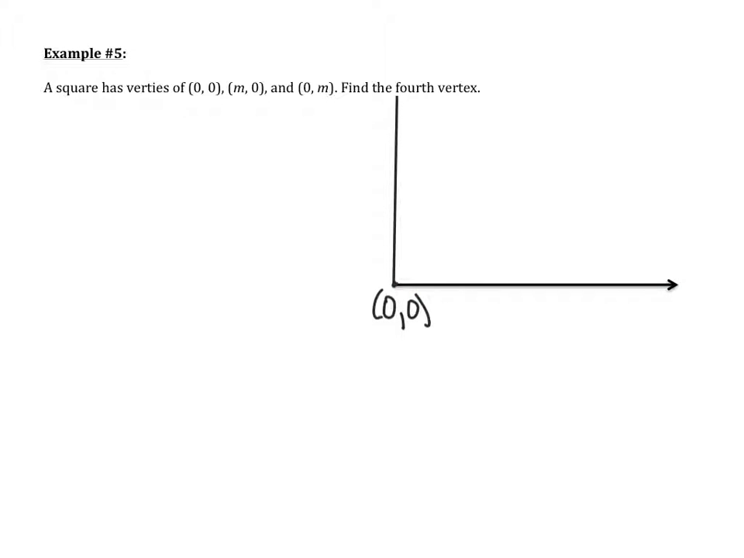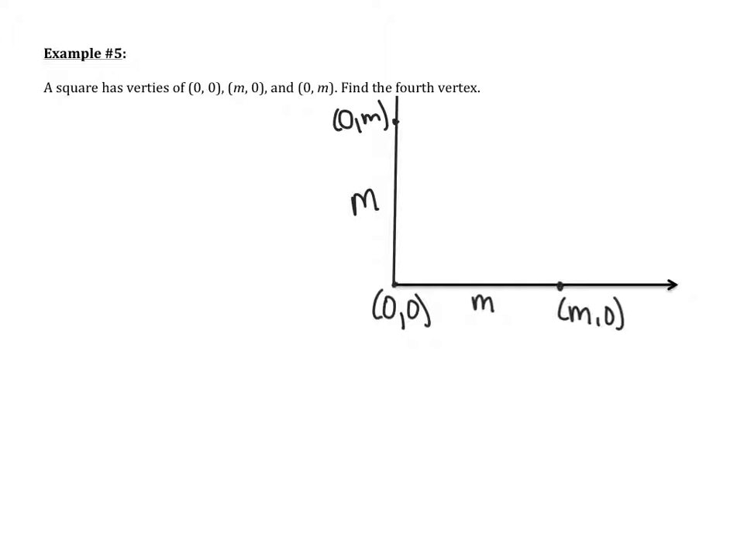So right here on the x-axis I would have (M, 0), and again I went out M units to get that far. Next I have (0, M), so that means I went up M units this time and have a point at (0, M). So somewhere up here, M units out, I have (0, M). So again, I went up M units to get up to that point.